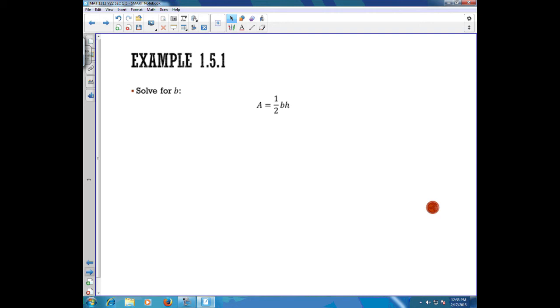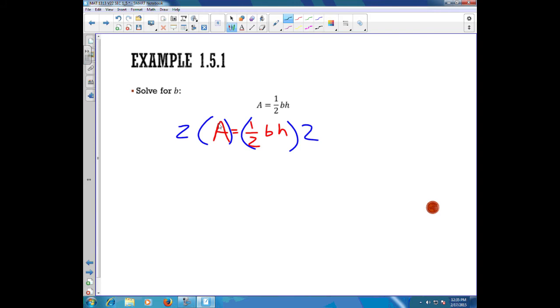So here we want to solve for b. We have A equals 1/2 b times h. So we want to get b by itself. The first thing that we can do, and this is anytime you have a fraction, we can multiply both sides by the denominator. That will get rid of the fraction. So let's multiply both sides of the equation by 2. Remember that you can multiply both sides of an equation by any number, and you're not changing the equation.